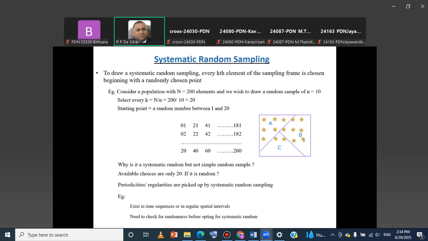But remember, sampling always includes a certain level of error. We call it sampling error. By doing proper sampling, we are trying to minimize this sampling error. So the question is, why is it a systematic random sample but not a simple random sample? Because the available choices are only 20. If it were random, you would have 200 available choices in this particular example.